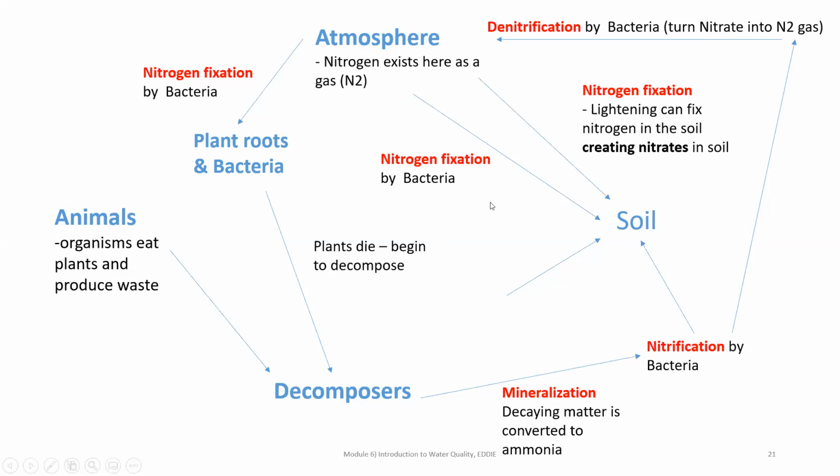Nitrogen fixation can happen 2 ways from the atmosphere. Bacteria and plant roots can help this, and lightning can actually fix nitrogen in the soil, and it creates nitrates, right? And nitrates, remember, in that soil are things that plants can use to actually grow. And again, you've got nitrogen fixation by bacteria in the plant roots, and then animals, of course, can eat the plants, and they also produce waste, right? So it is a bit complicated, but you can connect these things in many, many ways.